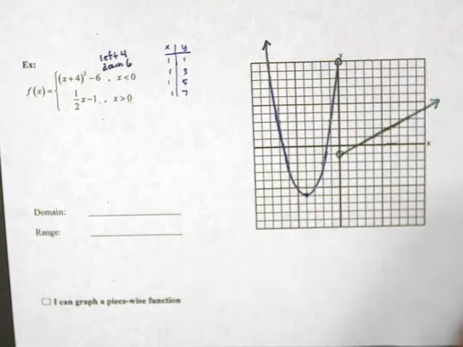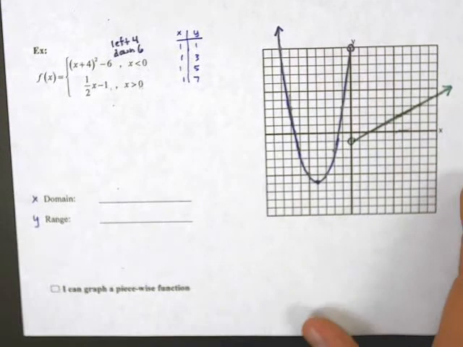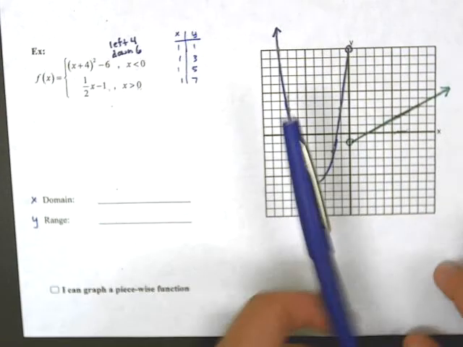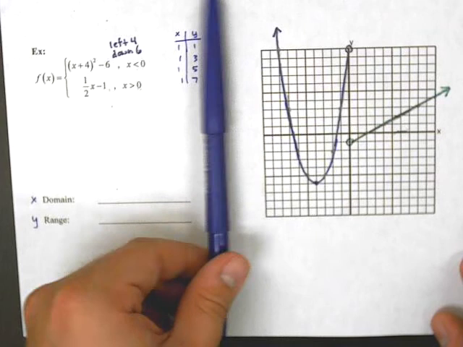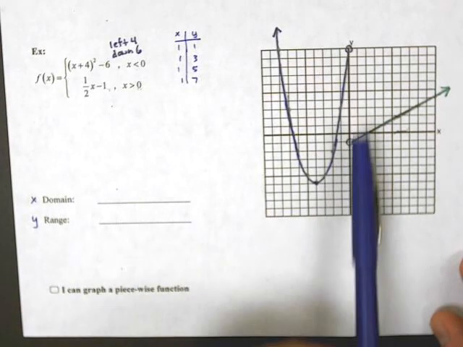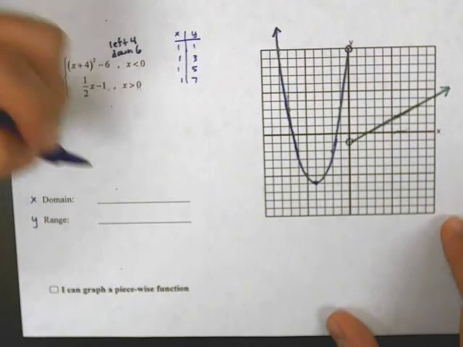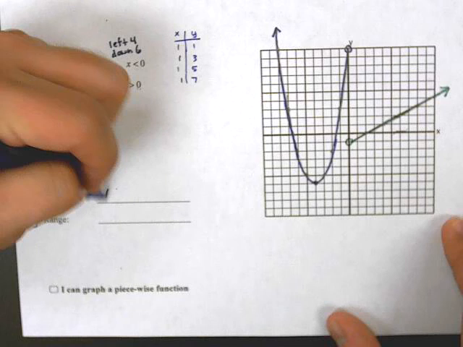Alright, we finish by getting our domain and our range. Our domain here, well, let's see here. We are going to the left forever because of our parabola, and then we're coming over. Ooh, I have 2 open circles at x equals 0, so we do not include 0. There is no x value of 0.